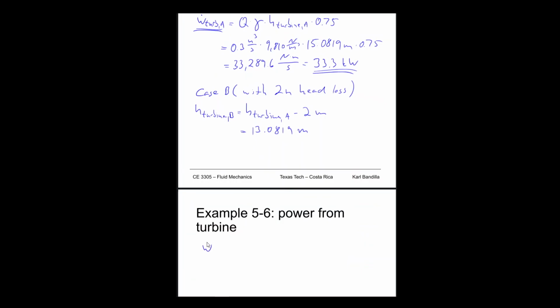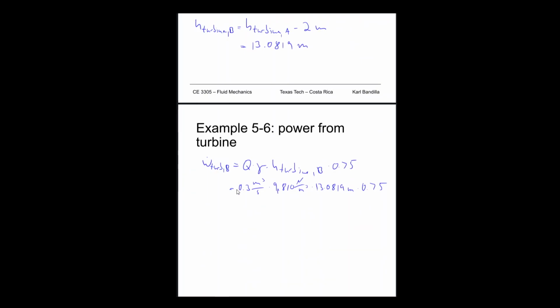And then we can do the same as we did for the power of turbine with no head losses. So we'd have W dot turbine B is Q times gamma times H turbine B times 0.75, or 0.3 cubic meters per second times 9,810 Newton per cubic meters times now 13.0819 meters times 0.75, and that means we get 28,875.1 Newton times meters per second, and that is 28.9 kilowatts.